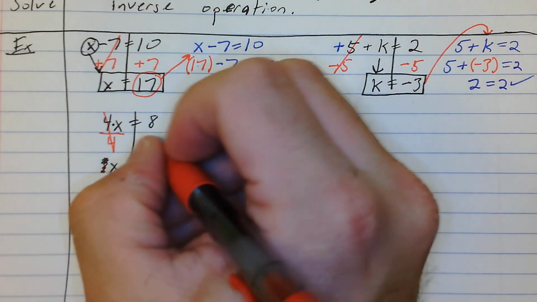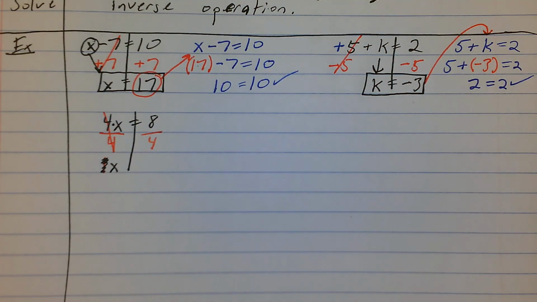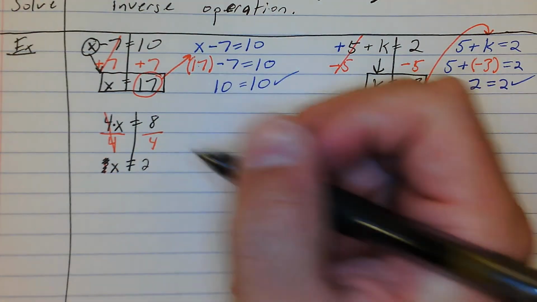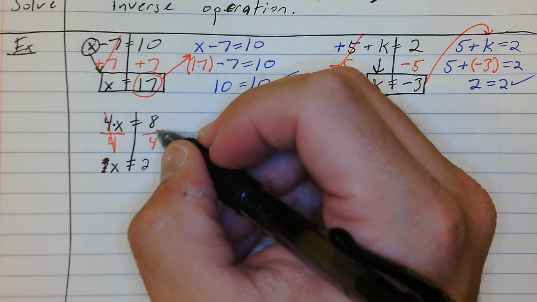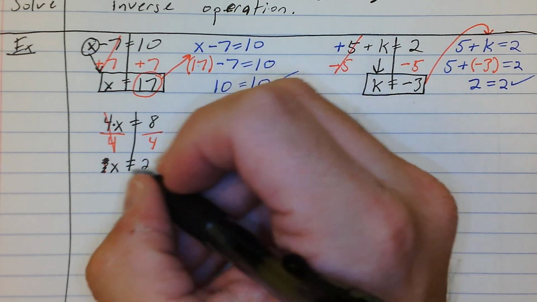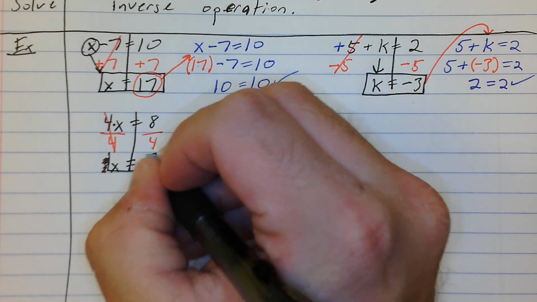What I do to one side, I have to do to the other. 8 divided by 4 is 2. And then think about that. What times 4 will give me 8? Well, 2 times 4 gives me 8. So I can expect that to be the correct answer.